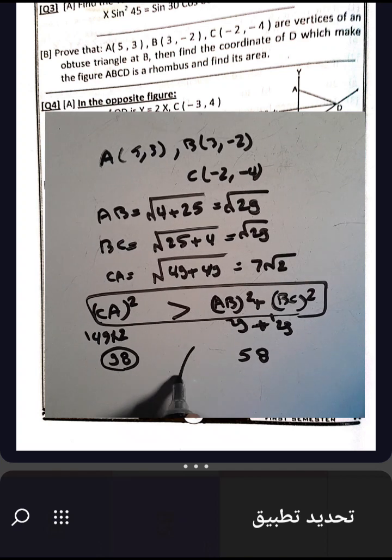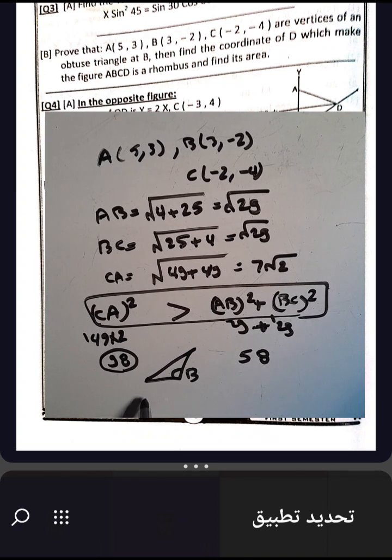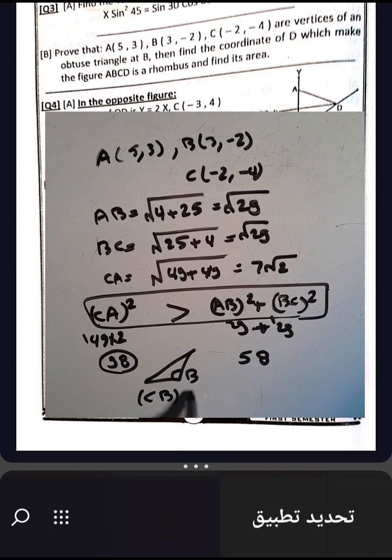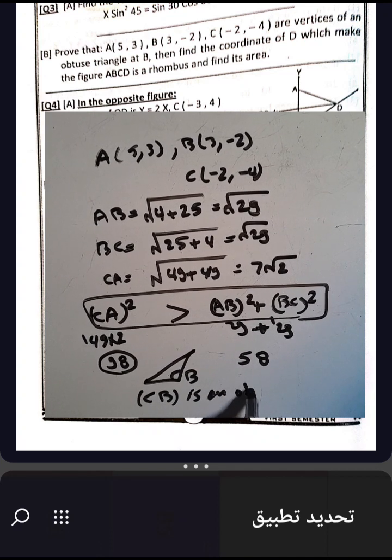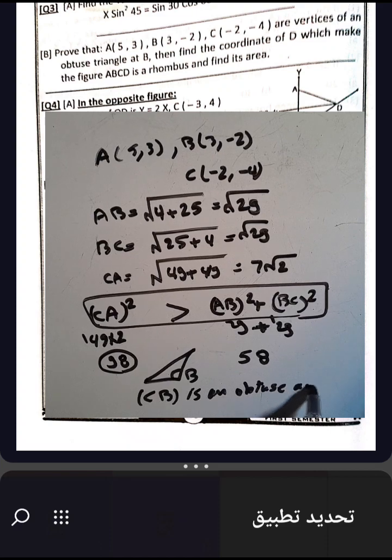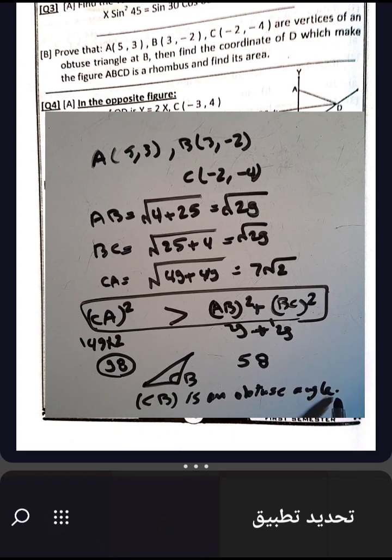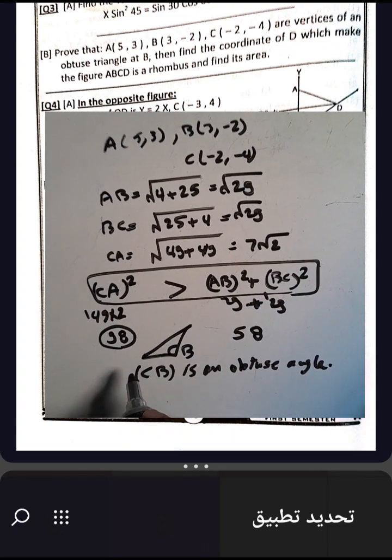Then angle P is an obtuse angle. The triangle will be an obtuse angle triangle.